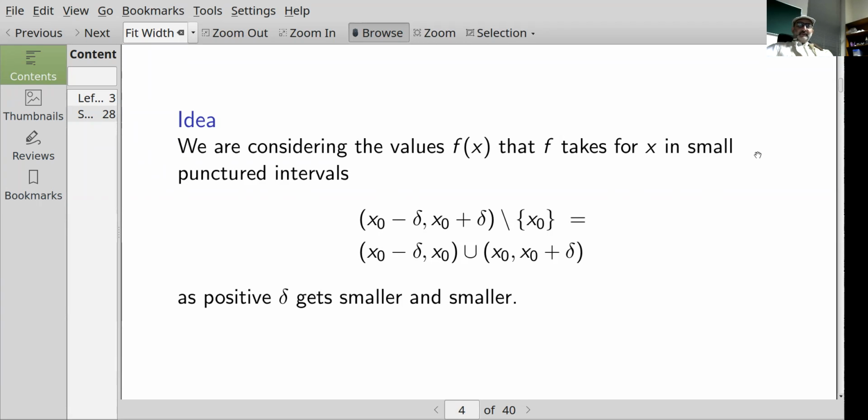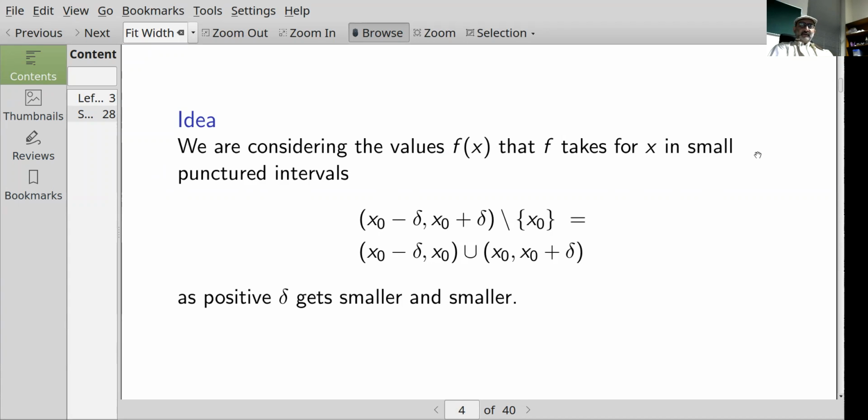When you want the limit of f of x at x equal to x naught, what we're doing is we're saying, well, as x gets closer and closer to x naught, what do the function values look like? Do they tend towards a particular number called the limit? Okay, so you can imagine that you've got an interval centered at x naught, which goes from x naught minus delta to x naught plus delta. And you have to throw away x naught because we never take the function value at x naught.